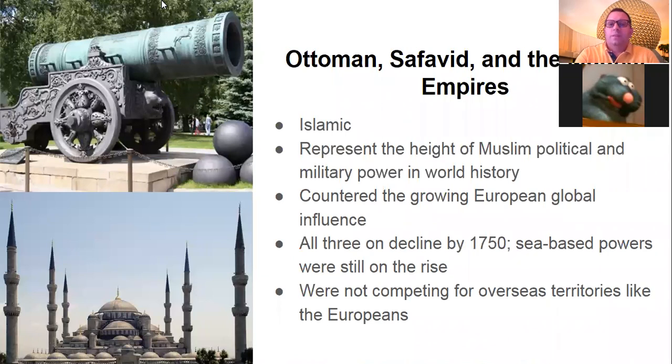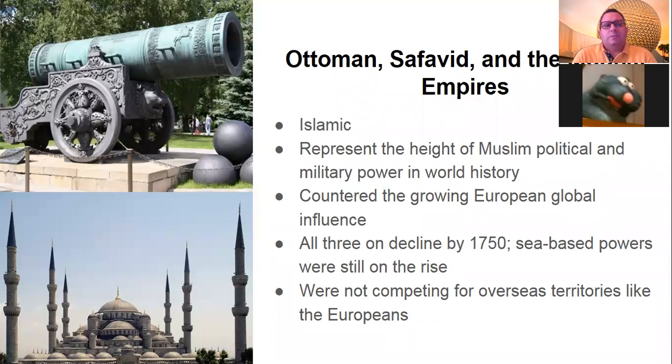Like I said, we're going to be looking today at the Ottoman, Safavid, and the Mughal empires. These are the three that come first. They're all Muslim, and they represent sort of the golden age of Islam, like we've talked about before. This is going to be the height of Muslim power. These were set up to sort of counter the European influence that was on the rise at the time. And they're very, very powerful, but they're very powerful for a very short period of time. By 1750, they're all beginning to decline.